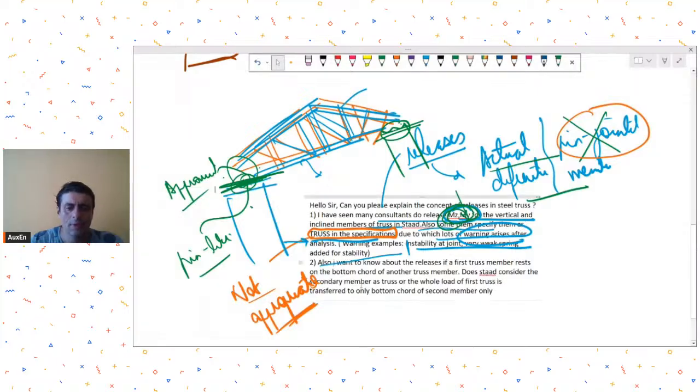Also, I want to know about the releases if the first truss member rests on the bottom chord of another truss member. Does STAAD consider the secondary member as a truss, or is the whole load of the first truss transferred to the bottom chord of the second member only? This question is not clear. Perhaps you could provide some pictures or a sketch. This second part of the question is not clear.